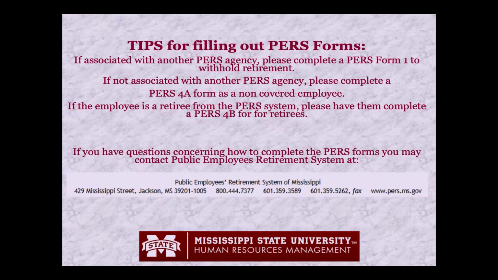If not associated with another PERS agency, please complete a PERS 4A form as a non-covered employee. If the employee is a retiree from the PERS system, please have them complete a PERS 4B for all retirees. If you have questions about how to fill out a PERS form, especially the retiree form, please contact the Public Employees Retirement System of Mississippi.